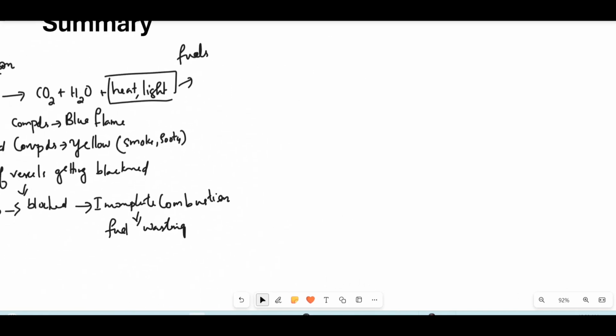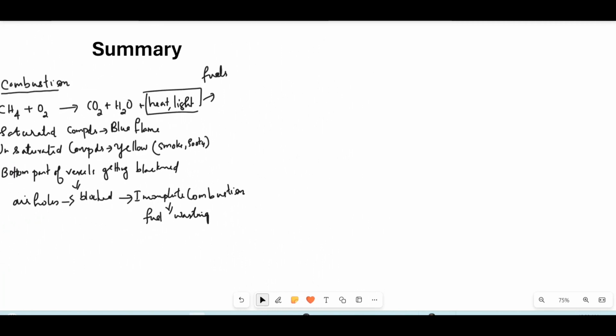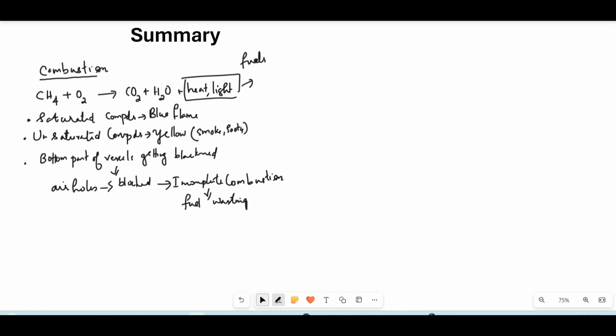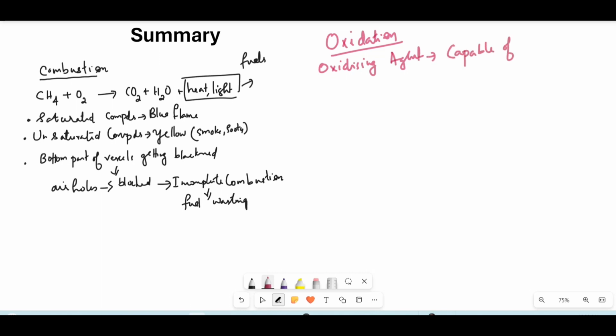Now the second reaction we studied is the oxidation reaction. What is oxidation reaction? Actually this combustion is also oxidation, but here we are not providing any direct heat. In oxidation we provide an oxidizing agent. What is an oxidizing agent? They are capable of giving oxygen.